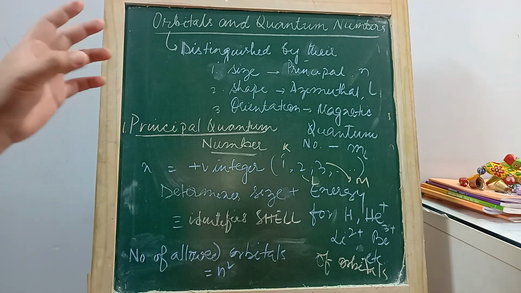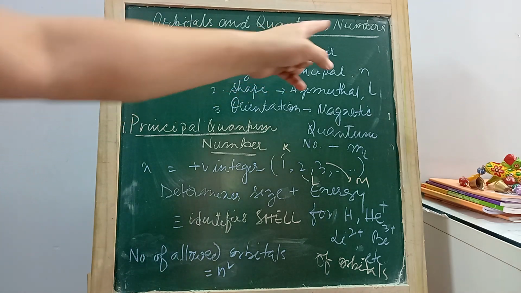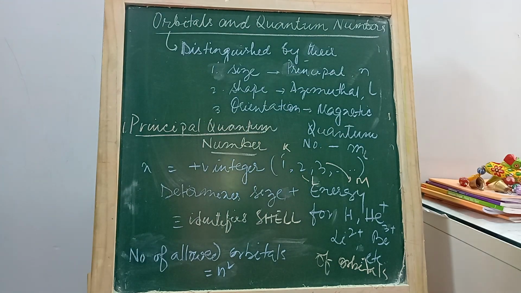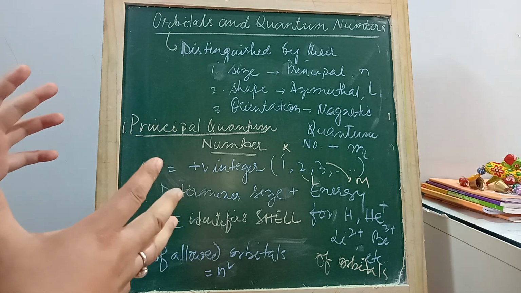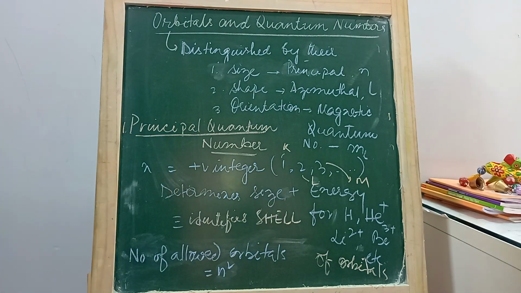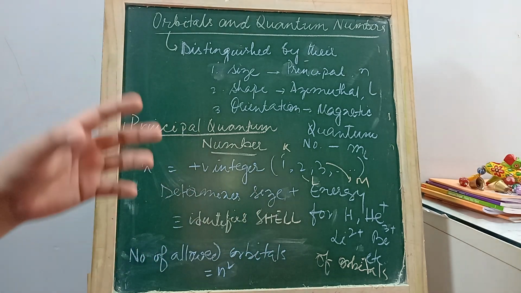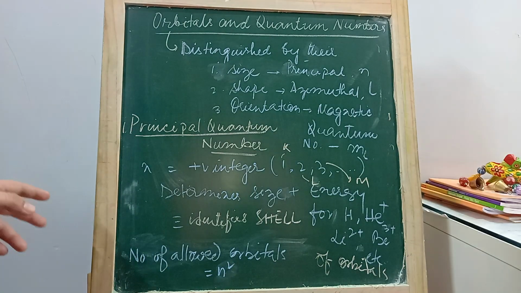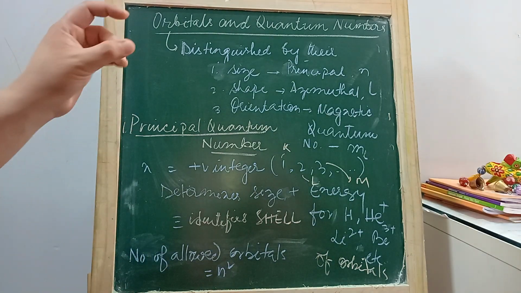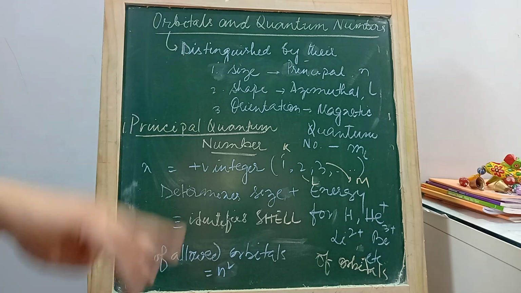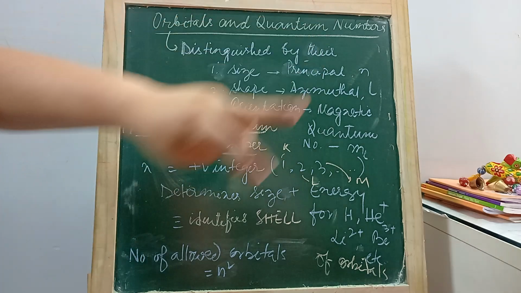Let's try to understand what orbitals and quantum numbers are. There may be many orbitals in an atom, and each orbital is distinguished by three quantum numbers.